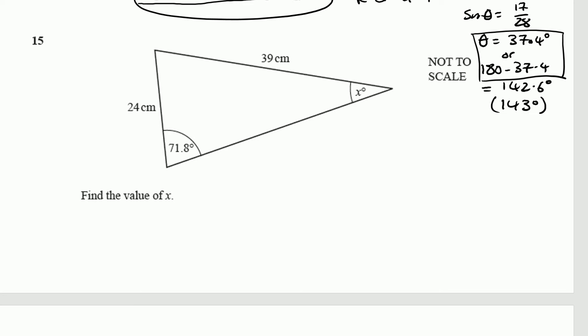Okay, let's have a look at the next question. I'm asked to find the value of x, an angle. Looking at what's involved in the question, I have two sides and two angles. Once again, the only formula I have that involves two sides and two angles is the sine rule.